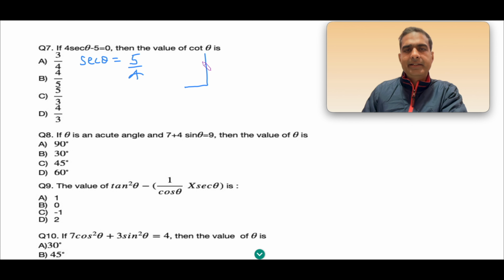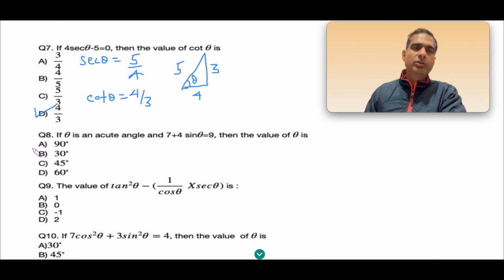So there is a right angled triangle in which one of the angles is theta and sec theta is 5 by 4. So sec theta is hypotenuse over base. So this is 5, this is 4. And using the Pythagoras theorem, we know 3, 4, 5 is a Pythagorean triplet. So if hypotenuse is 5 and one of the sides is 4, we know the other side should be 3. So from here, we need to find out cot theta. So in this triangle, cot theta is base by perpendicular, that is 4 by 3. So the answer will be option D, that is 4 by 3.